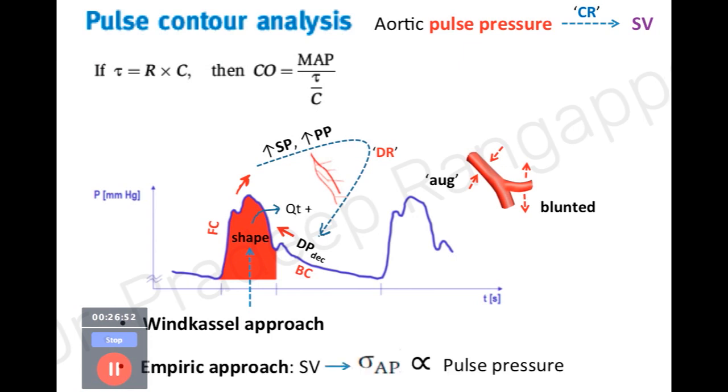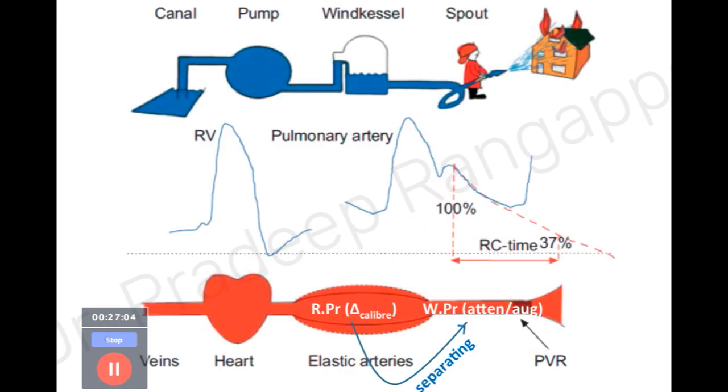So the empiric approach, this is a Windkessel approach. The empiric approach is just equating stroke volume as a standard deviation of arterial pressure, which is proportional to the pulse pressure. The Windkessel is basically an instrument used by fire people.